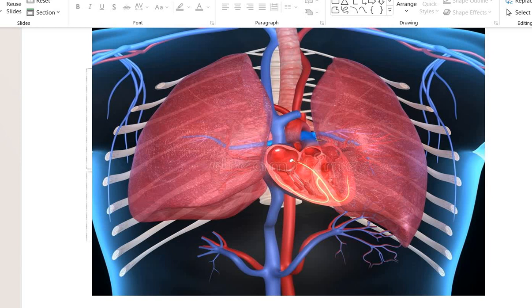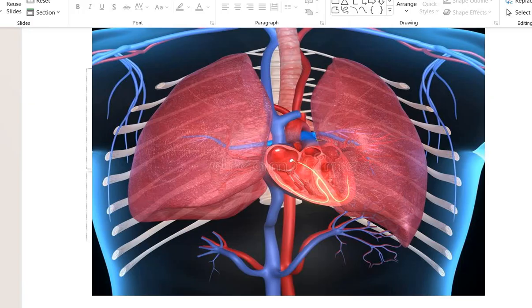So actually, the heart is in between the lungs in the thorax cavity. The thorax cavity is the space between the lungs and also the rib cage. So this is the position of the heart, a bit to the left of our body.